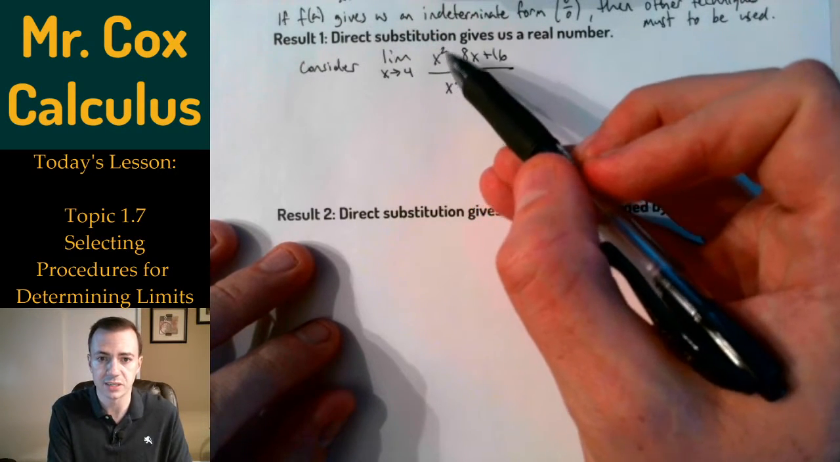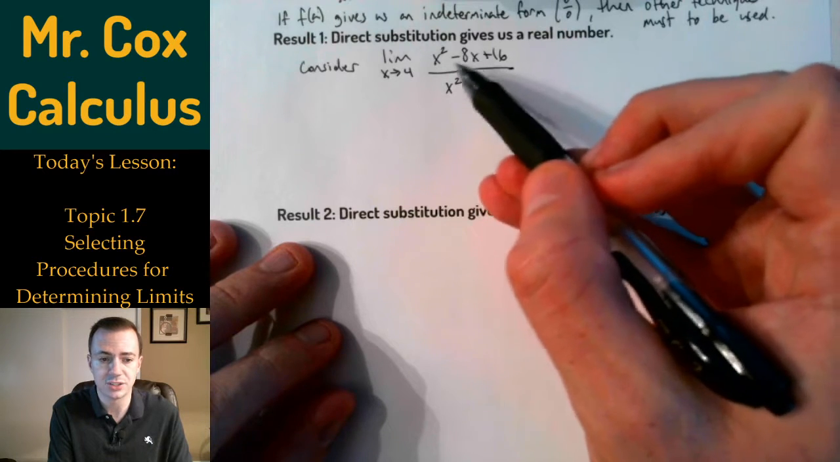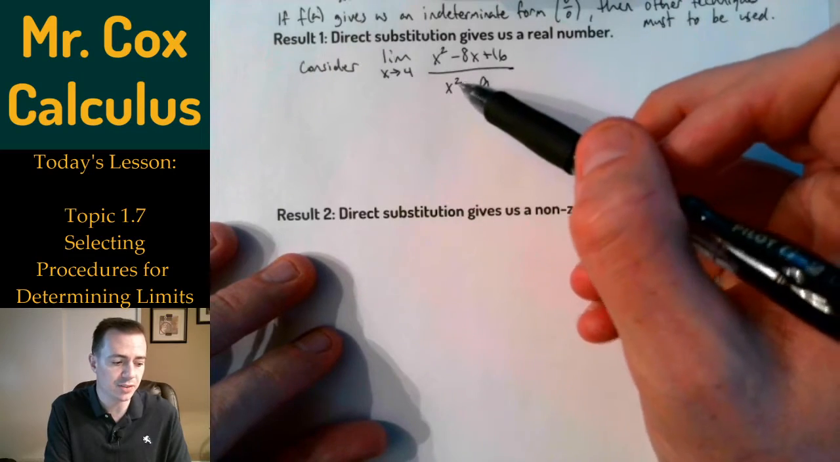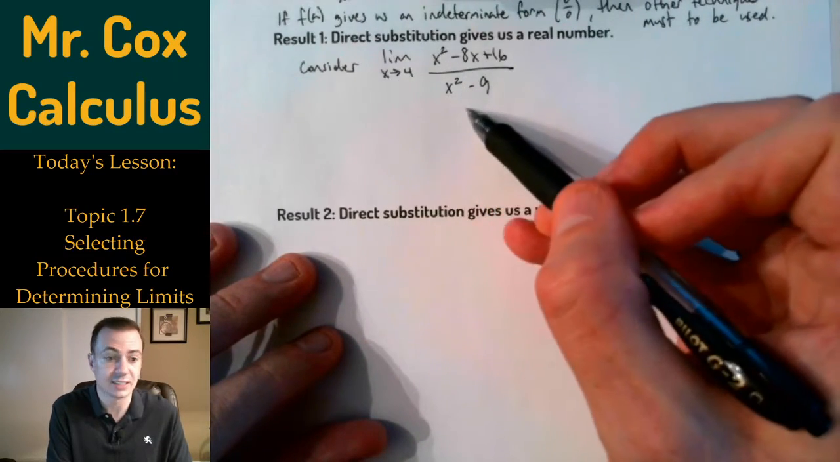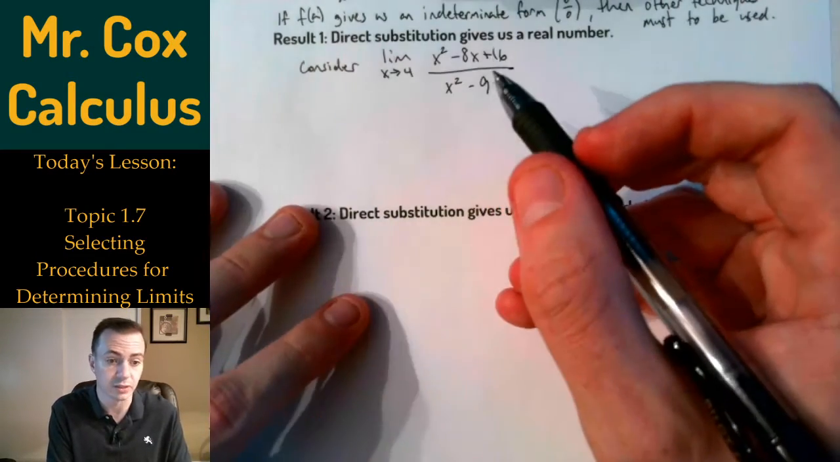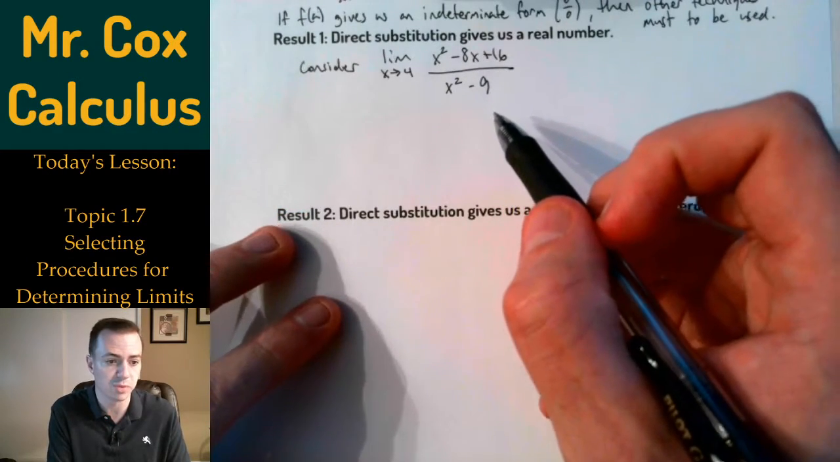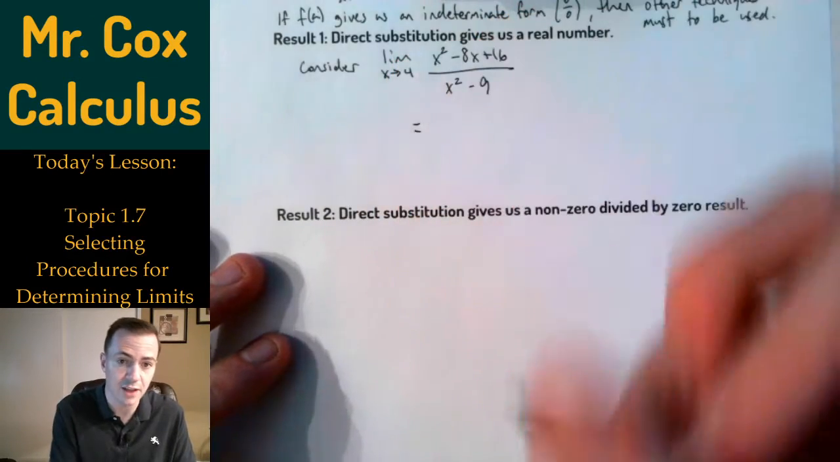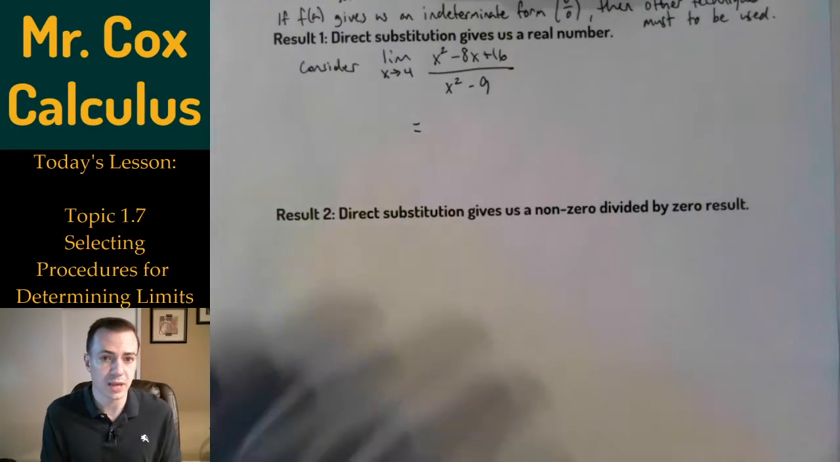the numerator, that's going to be 16 minus 32 plus 16, that's 0. But if I put it into the denominator, I get 16 minus 9, which is 7. And so I don't get this indeterminate form of 0 over 0. I actually get an answer. So I can evaluate this limit using direct substitution.